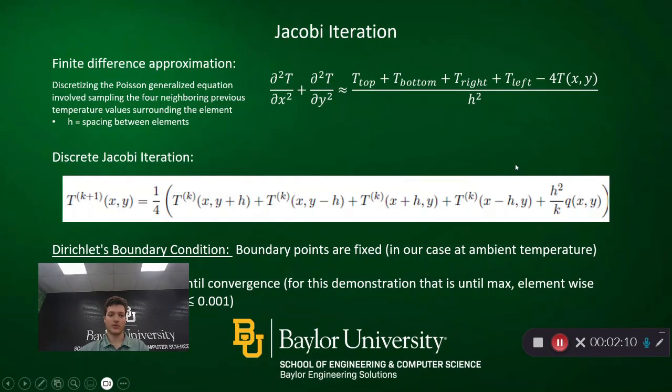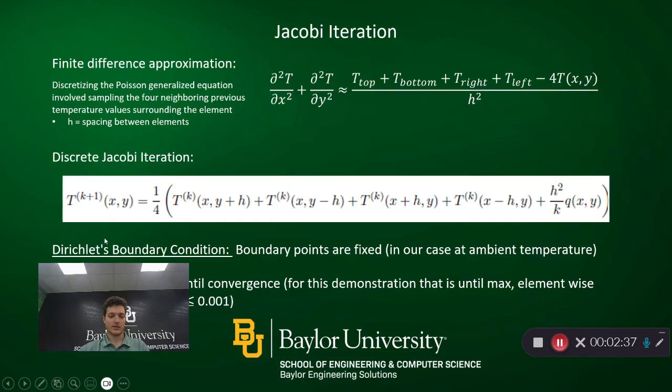into the previous equation. For the boundary conditions, I just used a very simple Dirichlet boundary condition, which means all the boundary points are fixed. They're never going to change. For this, I used an ambient temperature of 25 degrees Celsius, just for simplicity. That creates some unrealistic scenarios, but for the purpose of this demonstration, it's sufficient.